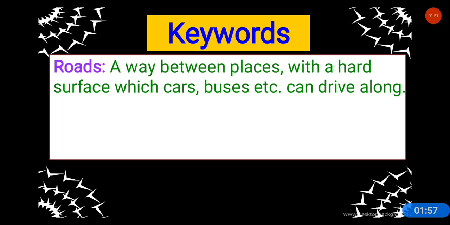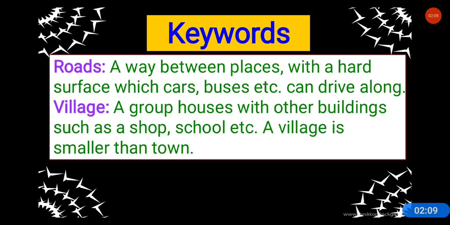Let us move to the next slide. So a few keywords that you should know. Road, a way between places with a hard surface which cars, buses, etc. can drive along. Village is a group of houses with other buildings such as a shop, school, etc. A village is smaller than a town.